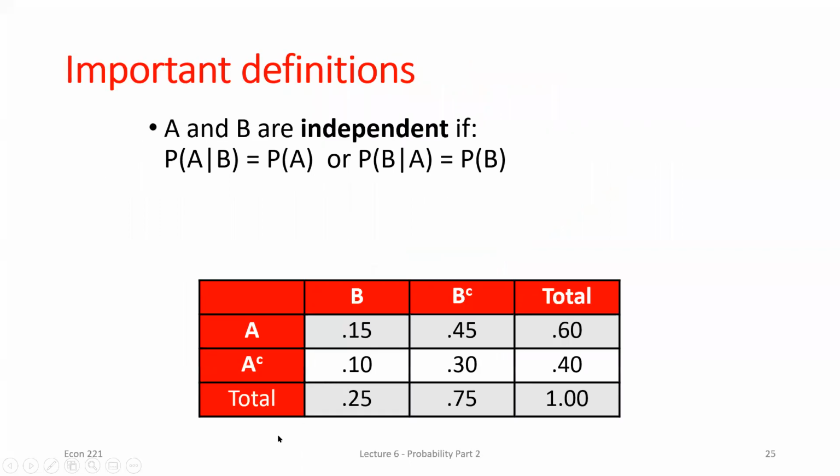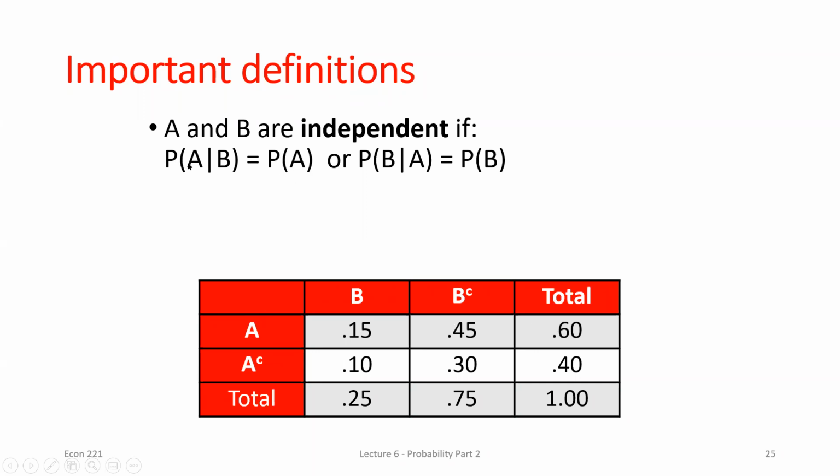So if we look at a contingency table, what's the probability of A from this table? I can wait through awkward silence. If I want the probability of A, what's the probability of A here? Yeah, go over to the total column, 0.6. So the probability of A is 0.6.